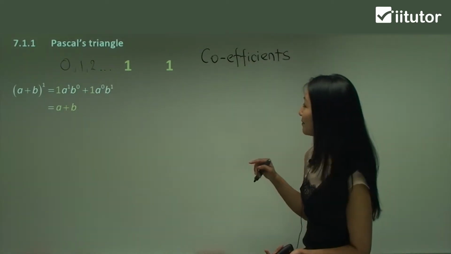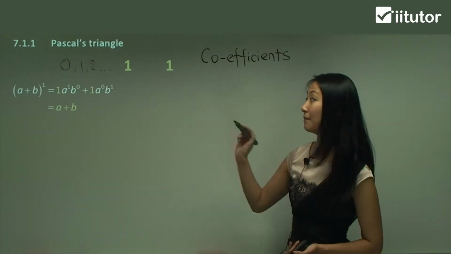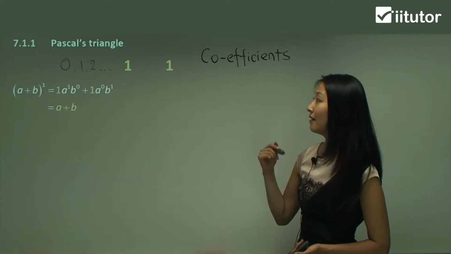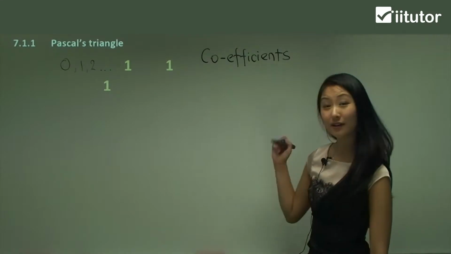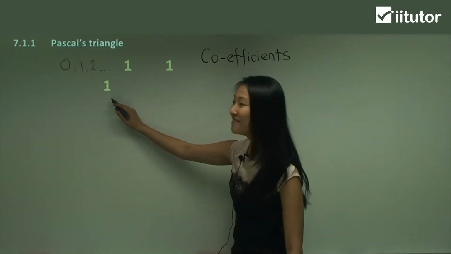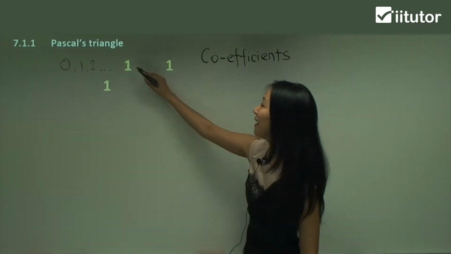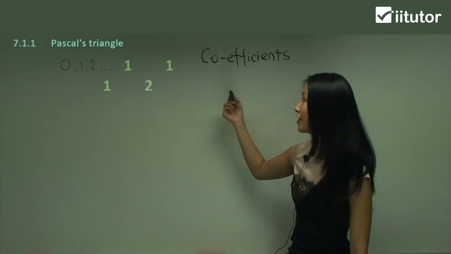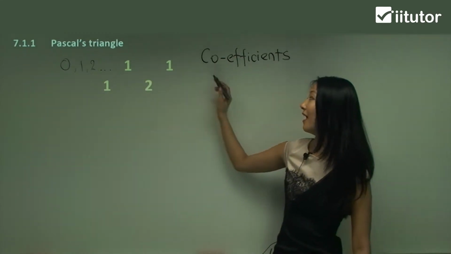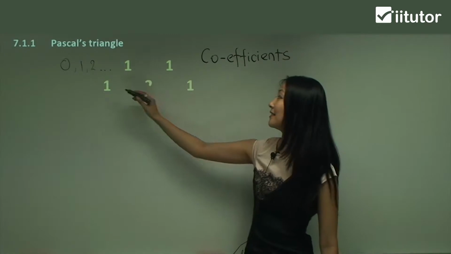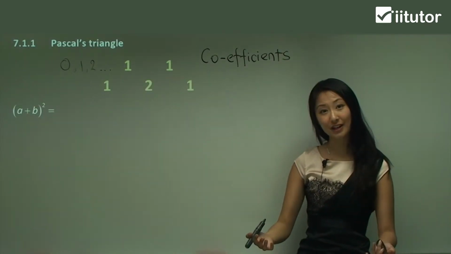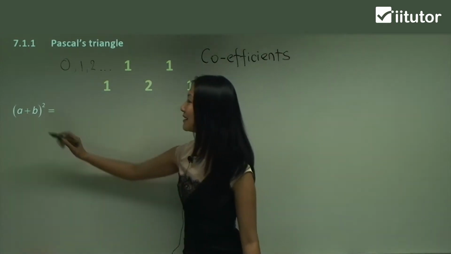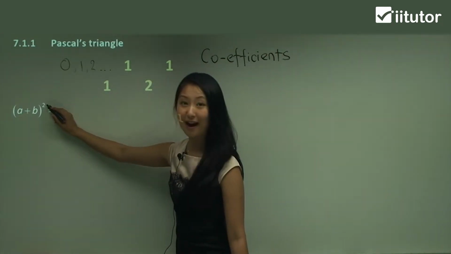So let's remember, this is how we did it for a plus b to the power of 1. Now let's have a look at the next line in Pascal's triangle. So remember, we start off with 1, yeah? And the next term we get from adding these numbers together, so that's going to be 2, good, and then 1 again. So this is our second line. And this is used as the coefficients for expanding a plus b to the power of 2.